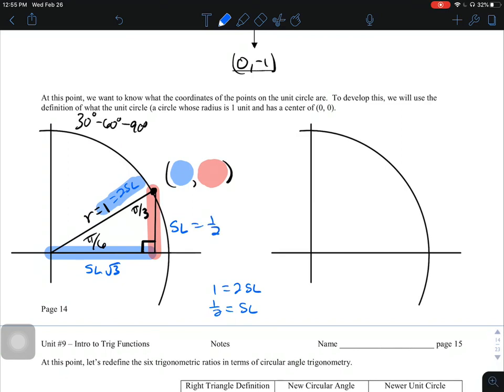Big picture wise, if you don't make those equations, whatever the short leg is, the hypotenuse has to be twice the size. So going backward, the hypotenuse is 1, the short leg has to be half of that. Half of 1 is 1/2. Once we know the short leg is a half, opposite pi over 3 has to be that times the square root of 3, which we would usually write as square root of 3 over 2.